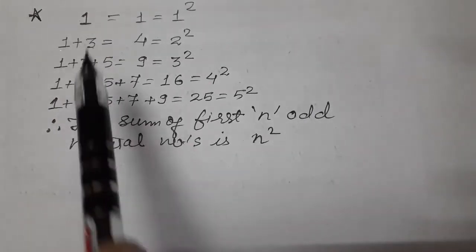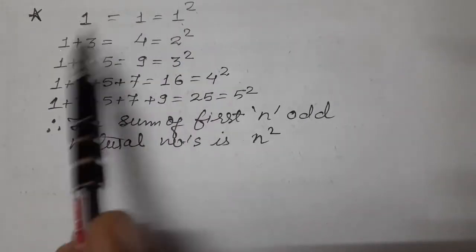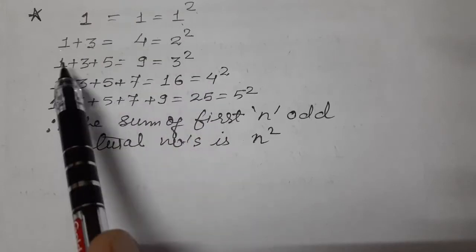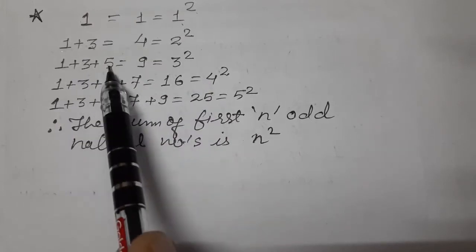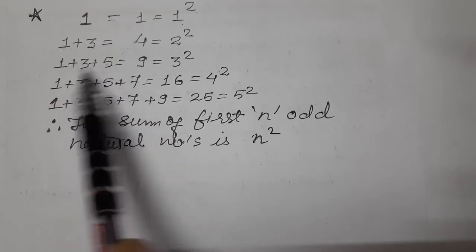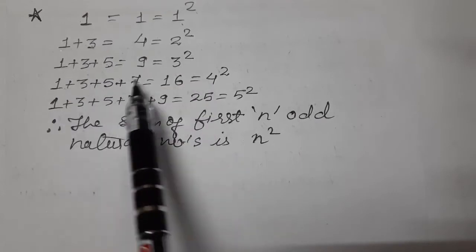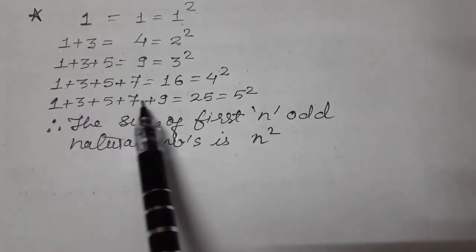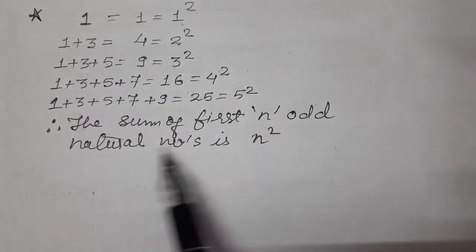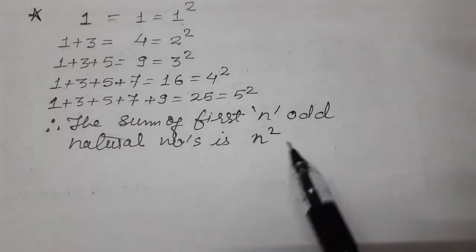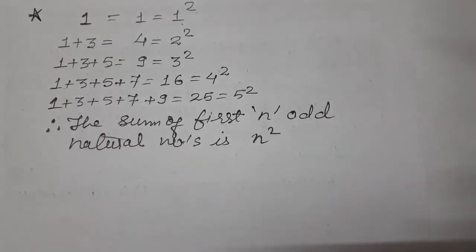See, there is one number, so 1 square. 2 numbers, so 2 ka square. 3 numbers, so 3 ka square. First 4 odd numbers, so 4 ka square. First 5 odd numbers, so 5 ka square. Agar first n odd natural numbers honge, to uska square kar denge. So we'll find out one more.